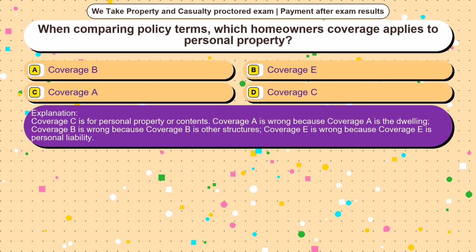Coverage A is wrong because coverage A is the dwelling. Coverage B is wrong because coverage B is other structures. Coverage E is wrong because coverage E is personal liability.